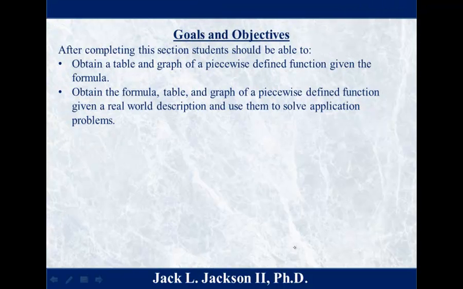So what should you be able to do now? If I give you a formula for a piecewise defined function, you should be able to make a table and graph. Special attention should be paid to those endpoints. And if I give you a real-world description that involves piecewise defined functions, you should be able to come up with a formula and a table and a graph and use them to solve some application problems. So this gives us a new way of combining existing functions in pieces. And so this is a new way to get new relations from old relations.